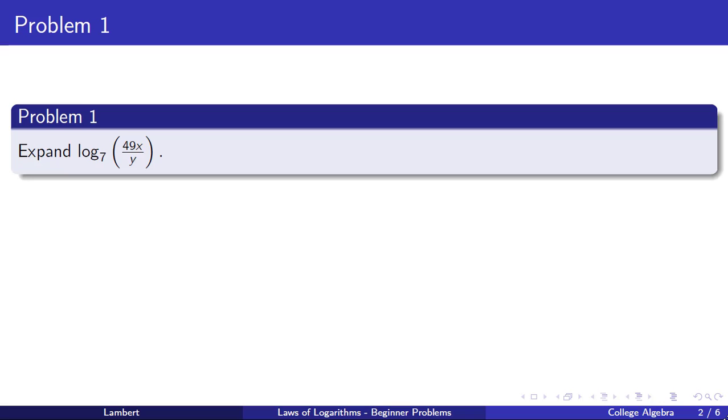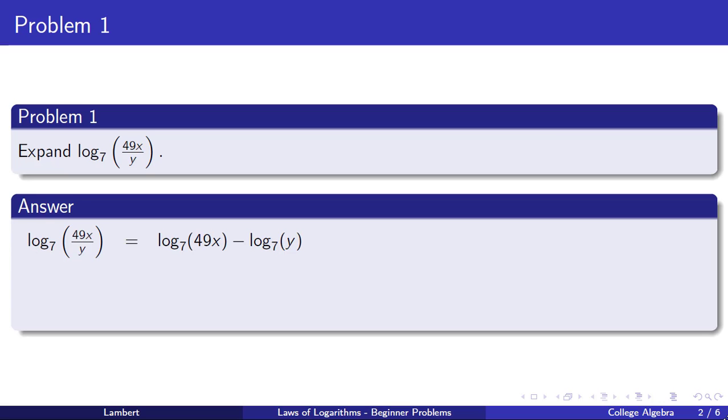Instead of x, we have a 49x in the numerator. So this begins with log base 7 of 49x minus log base 7 of y, since 7 is in place of our b in our quotient rule. Now if we wanted to expand it a bit more, you have the log base 7 of 49x. That's a product of two terms, and the two terms are 49 and x.